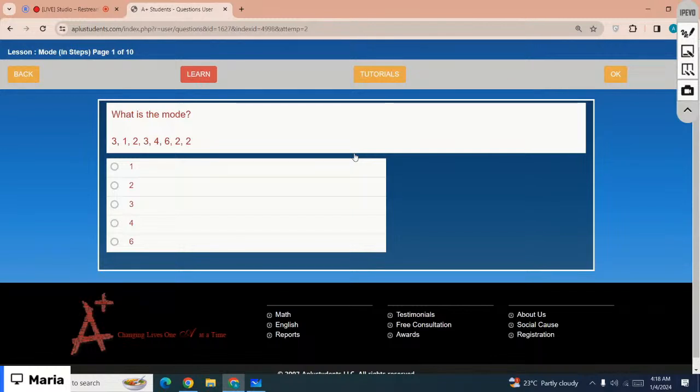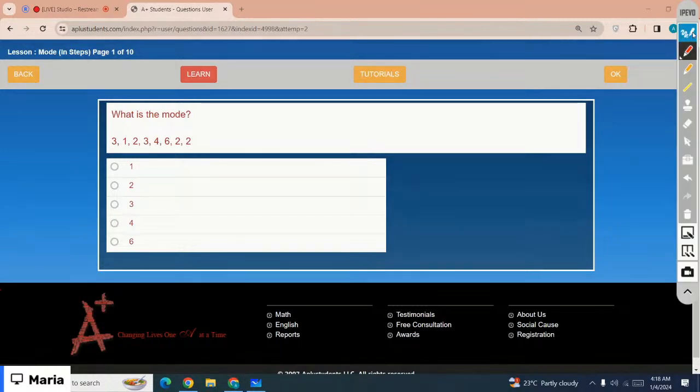Just arrange them from least to greatest, right? So let's just arrange, that is 1, 2, 2, 2, 3, 3, 4, and 6. 1 appears 1 time, 2 appears 3 times, 3 appears 2 times, 4 1 time, 6 1 time. So which numbers appear most of the time?